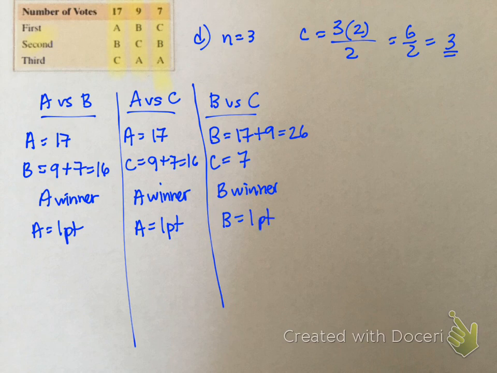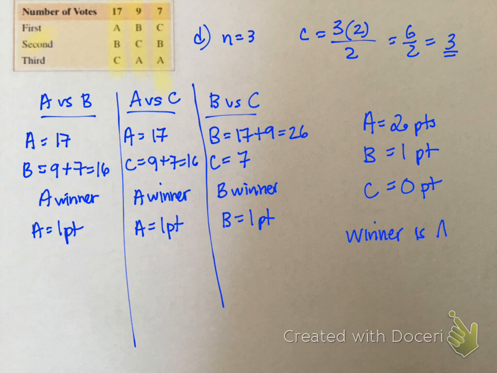So with this method, what you have to do is you have to tally up the points. So A has a total of 2 points, B has 1 point, and C has 0 points. So the overall winner is A. And remember that A won the majority, so does it violate the majority criterion? No, because with the majority criterion, you'd expect A to be the winner. And that's how you do the pairwise comparison for that.